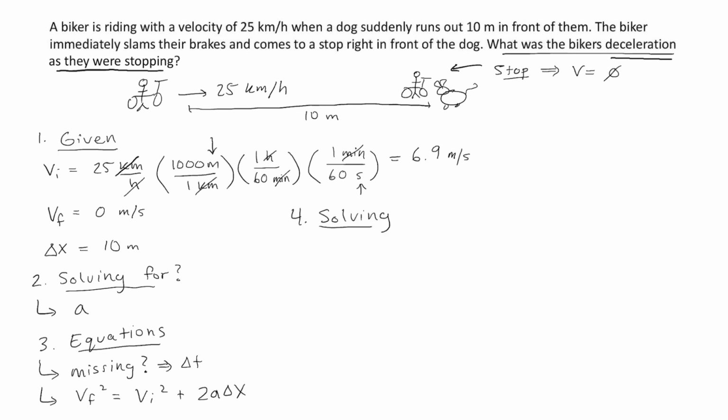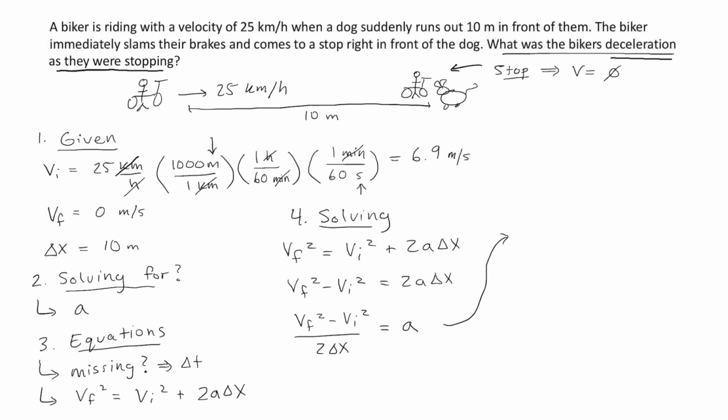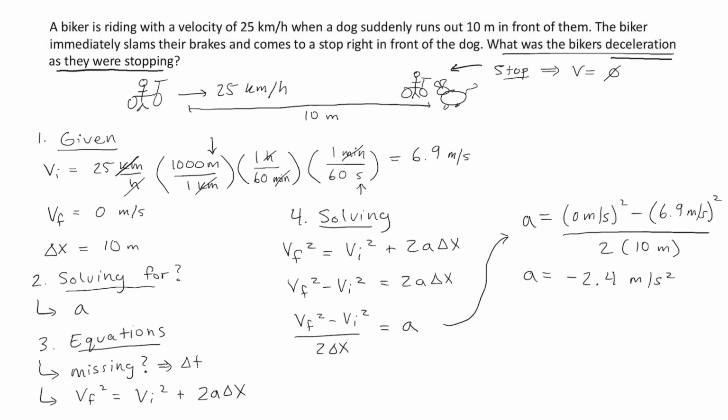And now that we have our kinematic equation, we can solve for acceleration. We will start by rearranging our equation so that we can isolate for a, the acceleration. Once we've isolated for the acceleration, we can plug our values into the equation. So we know that Vf is equal to 0 meters per second. And we know that Vi is equal to 6.9 meters per second. Finally, we know our change in position delta x is 10 meters. Once we do the math, we find that our acceleration is equal to negative 2.4 meters per second squared.